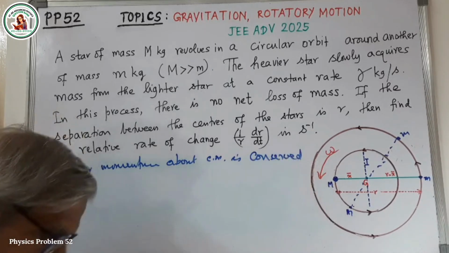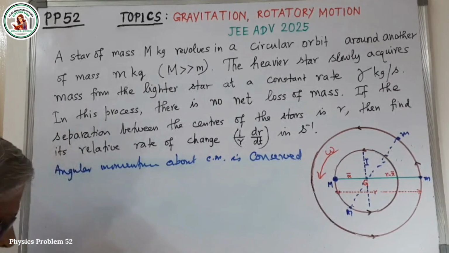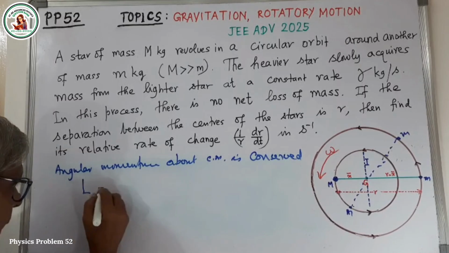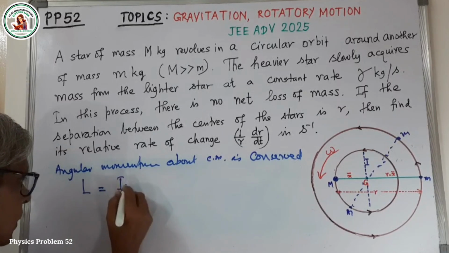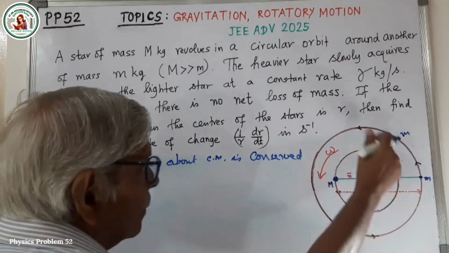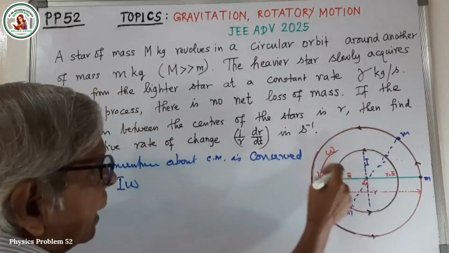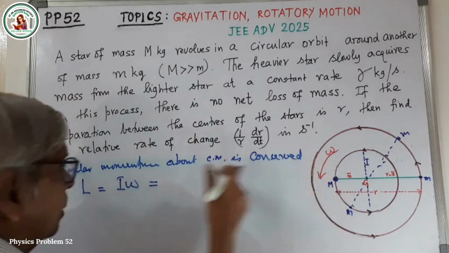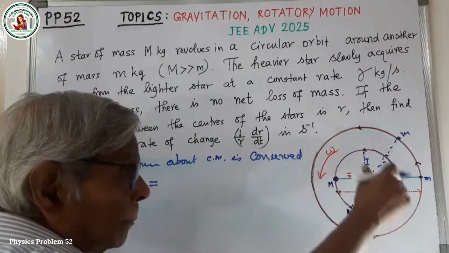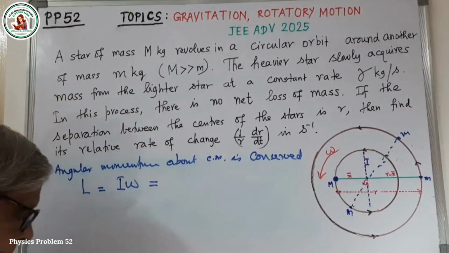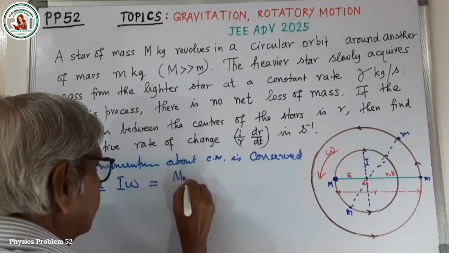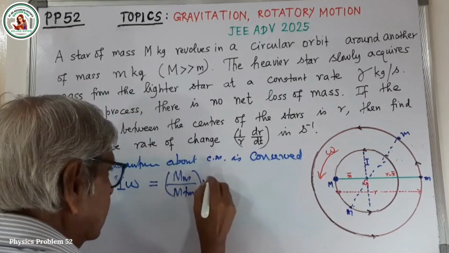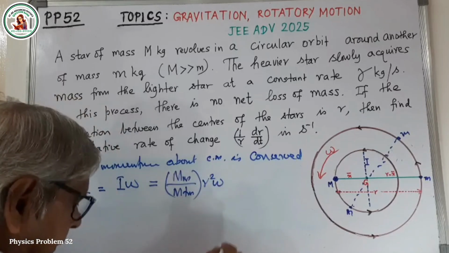So that gives us the formula. Angular momentum, we denote by capital L, is moment of inertia into angular velocity. Angular velocity is common for both stars. Omega is common, so I omega, and this moment of inertia I we have got for the total moment of inertia of both masses, which is equal to M m by M plus m, r square times omega, which is a constant.